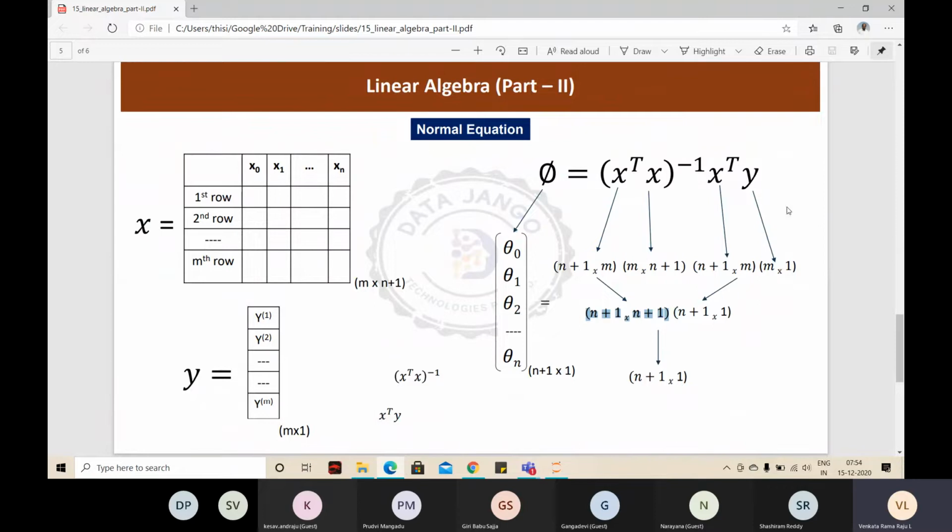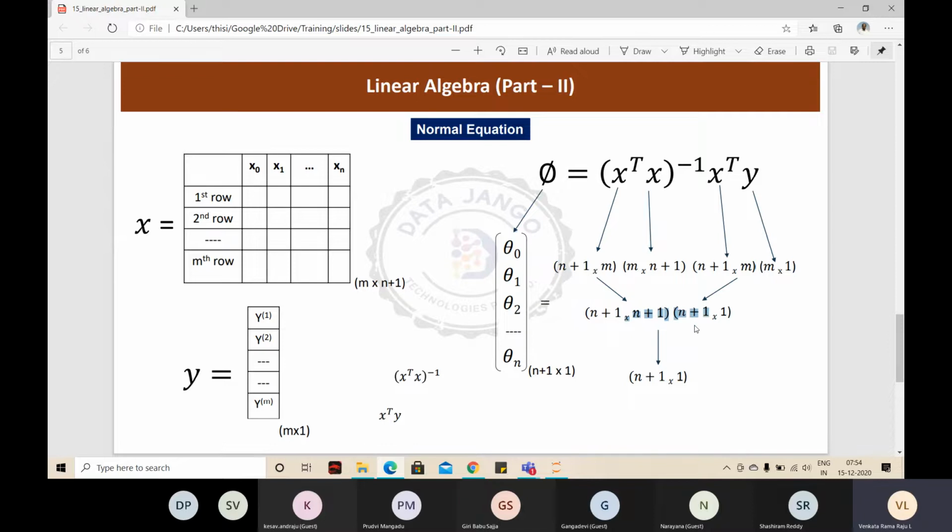Okay, no questions there. So X transpose is n plus 1 by m. Y is m by 1. Why m by 1? M number of rows we have, and each row will have one value only, the target variable: salary, salary, salary, like that. So when you multiply these two, it will be n plus 1 by 1. So the dimensionalities are matching again to multiply.